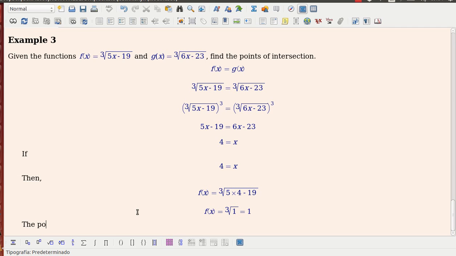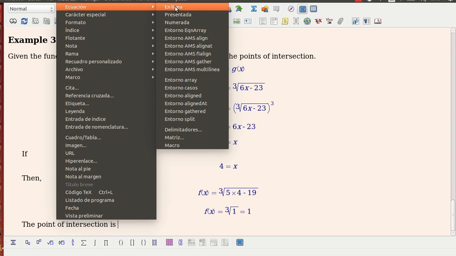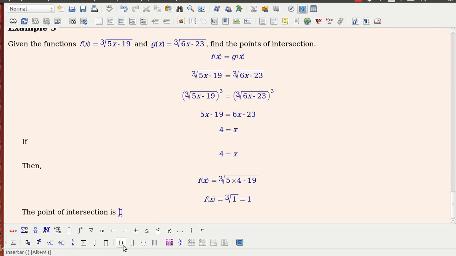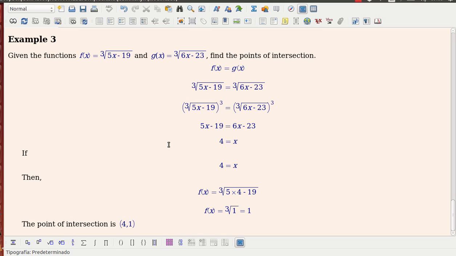So the point of intersection is x equals 4, y equals 1. This is the point of intersection. And this is how to solve radical equations. Remember the steps, and remember them when we want to find the points of intersection between functions. Thanks for watching.